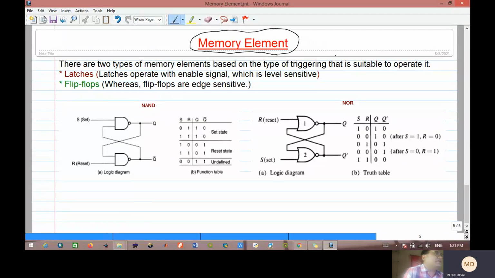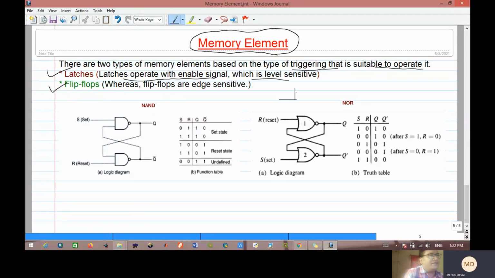So memory elements are basically of two types, based on the triggering that is suitable to operate them. So from the triggering point of view, the memory elements are of two types. One is called latches and the other is called flip-flops. What is the difference between a latch and a flip-flop? They are categorized based on which type of triggering they use. Latches operate with the enable signal, which is level sensitive.